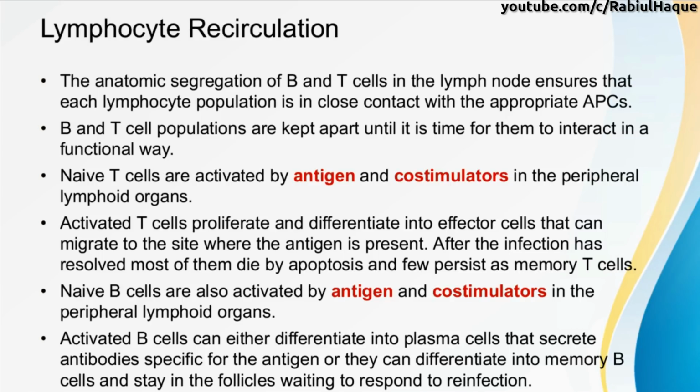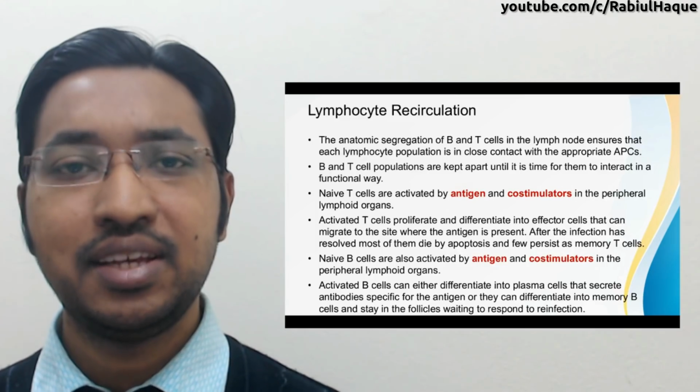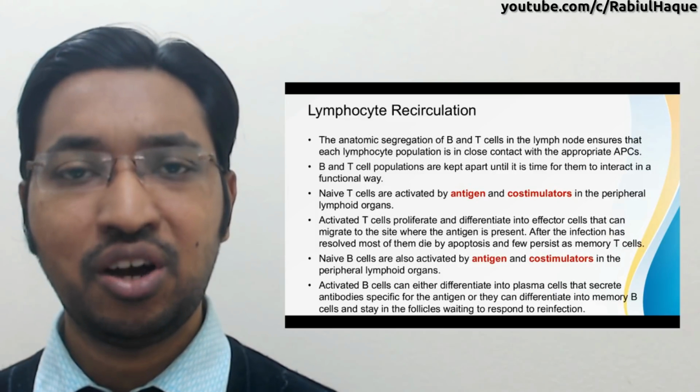Naive B cells are also activated by antigen and co-stimulators in the peripheral lymphoid organs, and activated B cells can either differentiate into plasma cells that will secrete antibodies specific for the antigen, or they can differentiate into memory B cells and stay in the follicles waiting to respond to reinfection. So this was in short about lymphocyte recirculation. So this concludes our lecture on lymph nodes.